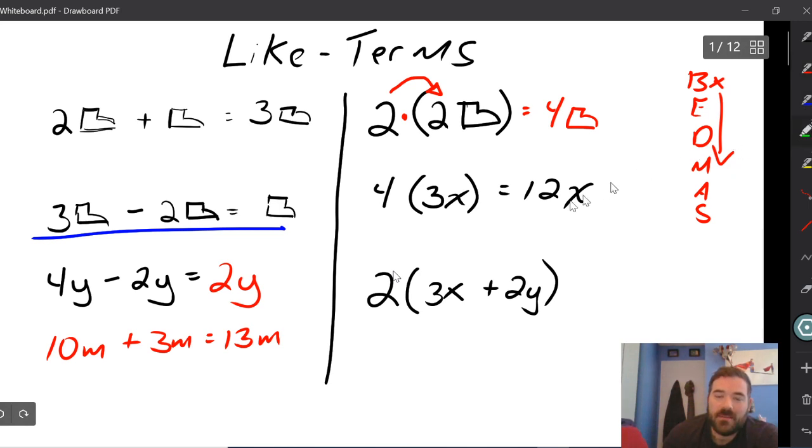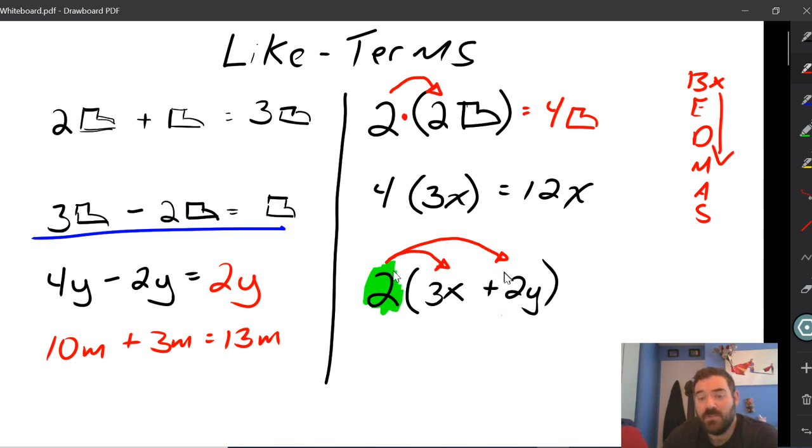If I take the number that I'm multiplying the bracket by, instead of doing what's in the bracket first, I can distribute this multiplication of 2, or this factor 2, into every single term in the bracket. And there's 2 terms here because a term is separated by addition and subtraction. This is the addition symbol, so 3x is one term and 2y is another term.